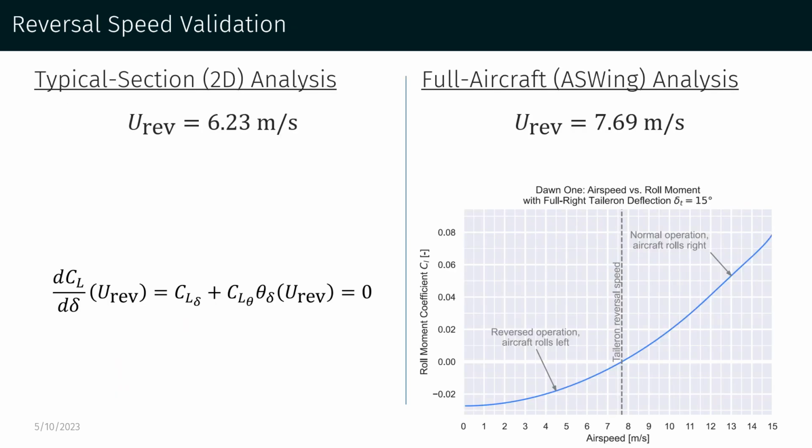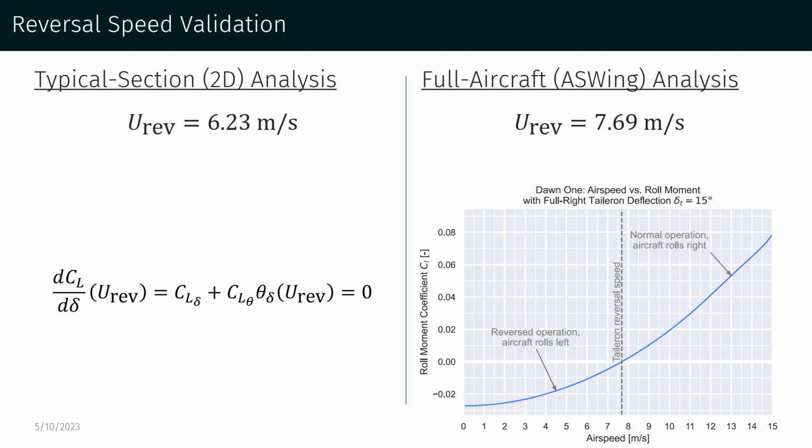Another interesting result of the full aircraft analysis is the validation of the reversal speed. Using the typical section 2D analysis, we can compute the reversal speed at about 6.23 meters per second for the Dawn 1 aircraft, using the criterion set in the left side of the screen. On the other hand, with the full aircraft analysis, we can computationally simulate the reversal speed, and we find it equal to about 7.7 meters per second. This is about a 19% discrepancy between the two, which is reasonably small in consideration of the many assumptions weighed.